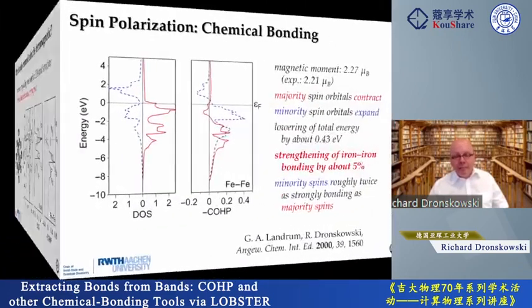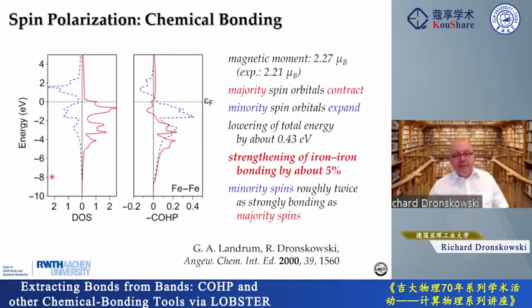So, when it's spin polarized, the alpha spins in this density of states go down. The beta spins, the minority spins, go up. This is known from solid state physics textbooks. Now, this is quantum chemistry. The bonding that goes back to the majority electrons goes down, the bonding that goes back to the minority electrons goes up. And because of this, you get rid of this anti-bonding level and you strengthen the iron-iron bonding by 5%.